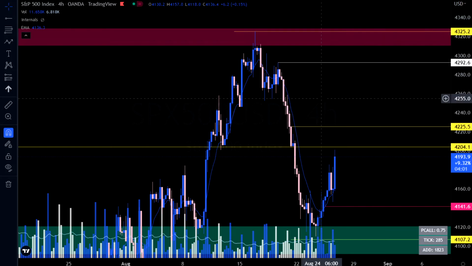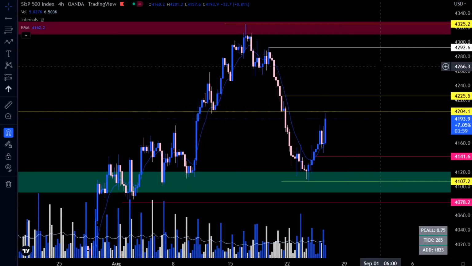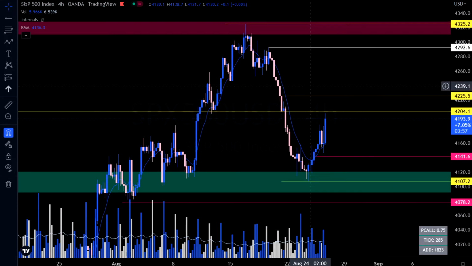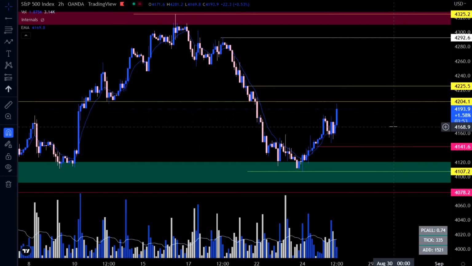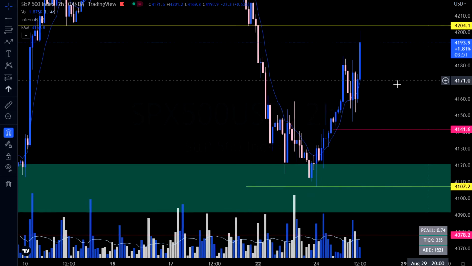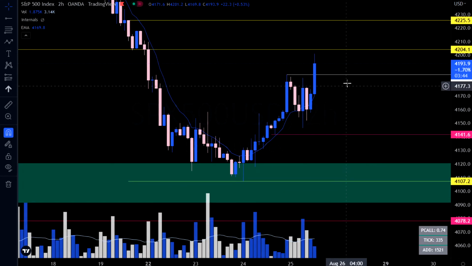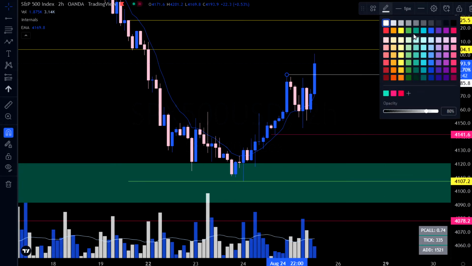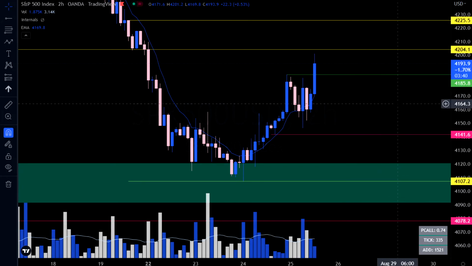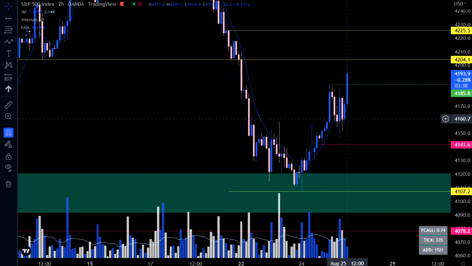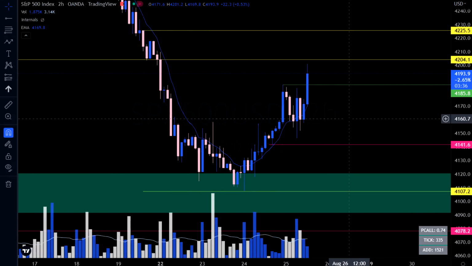So the levels that are not too important, I'll mark them white, just so I can keep note of them, but I'm not going to color them. Let's move on to the 2 hour. So now we're getting to more like intraday stuff. You can say that right there is kind of important. So I'll mark that green for intraday zones, and you can color code these any way you want, just whatever helps you remember them.